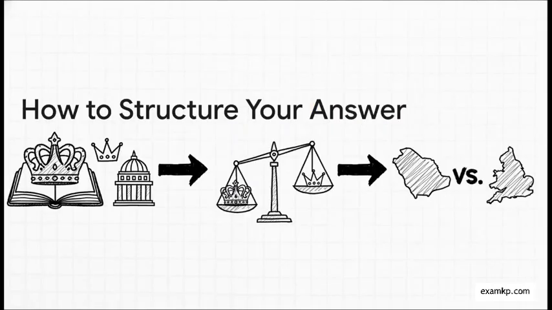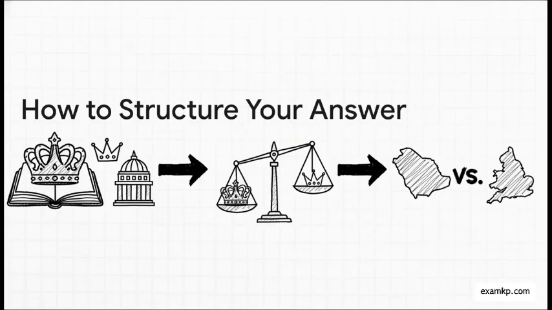Simple. You build your answer in 4 clear steps. Step 1, define absolute monarchy. Make sure you mention that supreme authority and the whole divine right thing. Step 2, define constitutional monarchy. Here, you have to emphasize that its power is limited and the role is ceremonial.